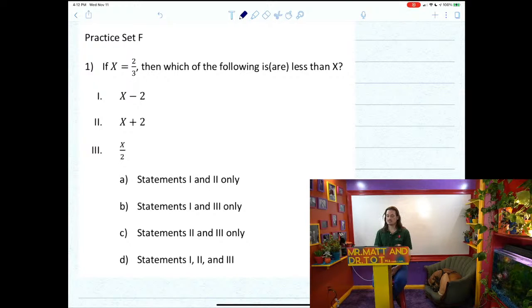Number 1 says, if x is equal to 2/3, then which of the following is or are less than x? Statement 1 says x minus 2. Statement 2 says x plus 2. Statement 3 says x divided by 2. Answer selection A is statements 1 and 2 only. B is statements 1 and 3 only. C is statements 2 and 3 only. And D is statements 1, 2, and 3. I'll give you 3 minutes and then we'll go through the solution.